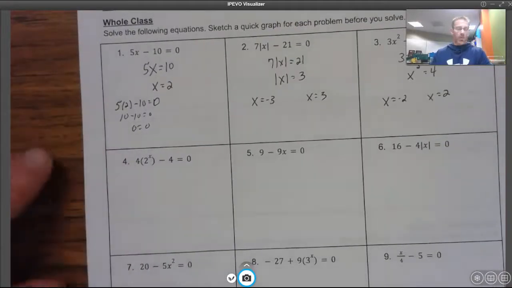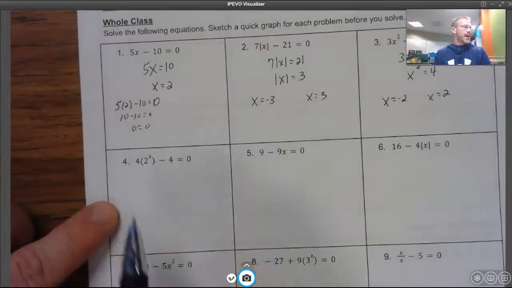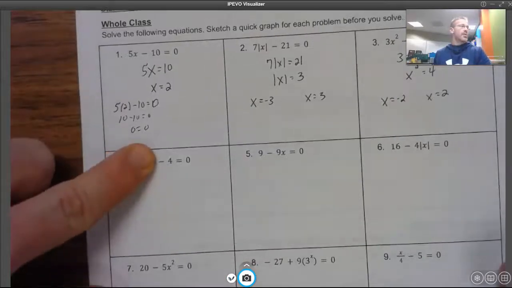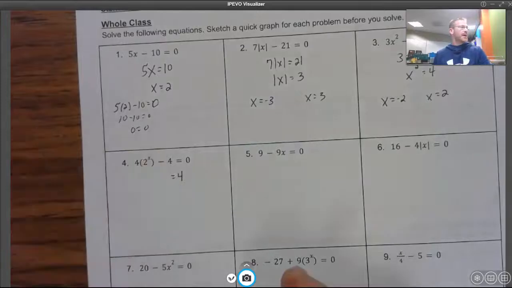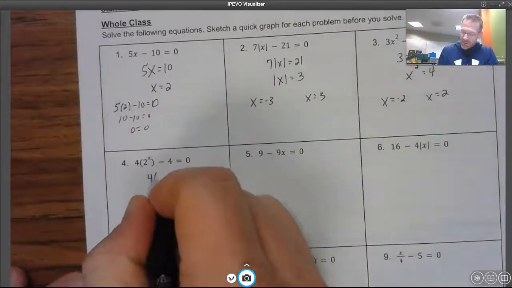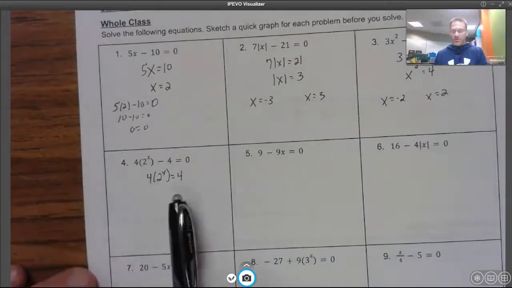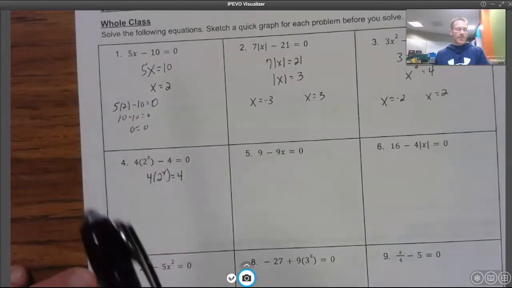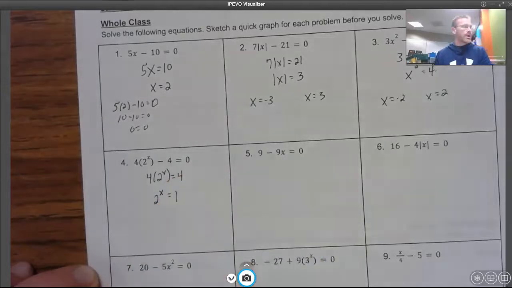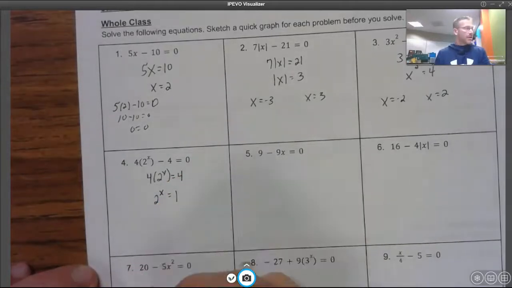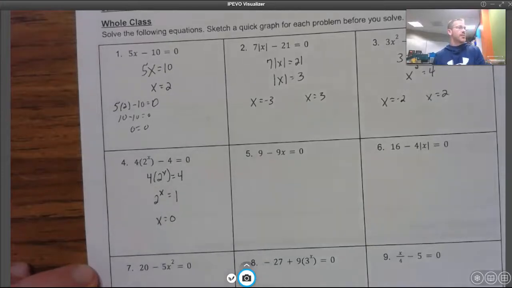All right, so number 4, my exponent is an x, so I know this is an exponential. Once again, using that 0 property, what minus 4 is 4? That would be 4, okay? So 4 times 2 to the x is 4. Now we're back to a multiplication problem, right? 4 times what is 4? 4 times 1 is 4, so 2 to the x is 1. Now, 2 to what power is 1? That would be the 0 power, right? So 2 to the 0 is 1.